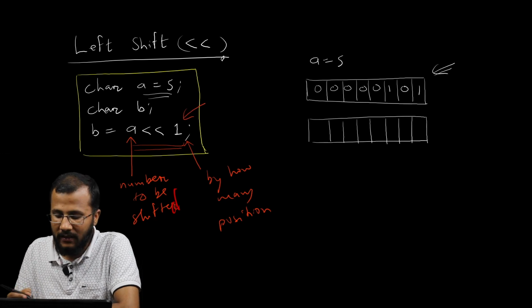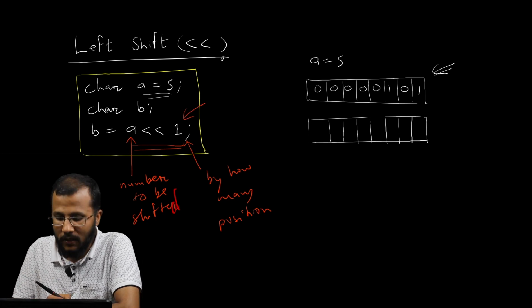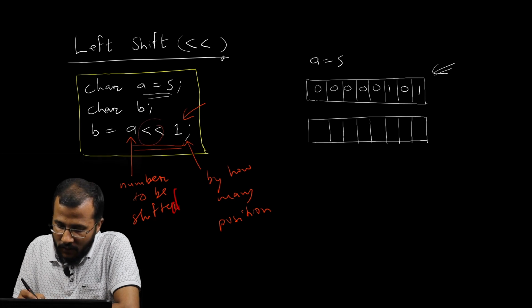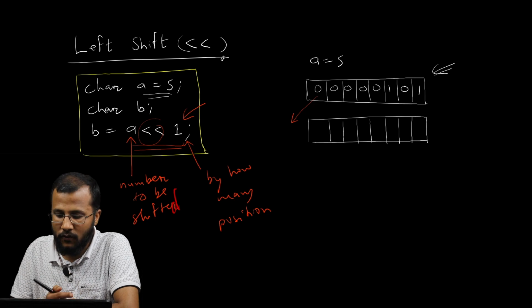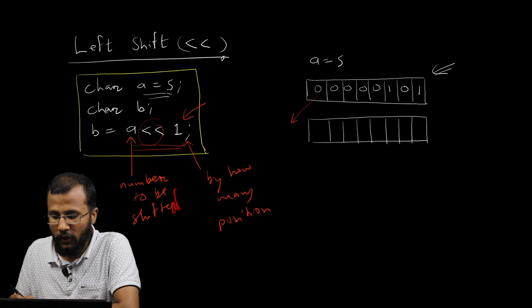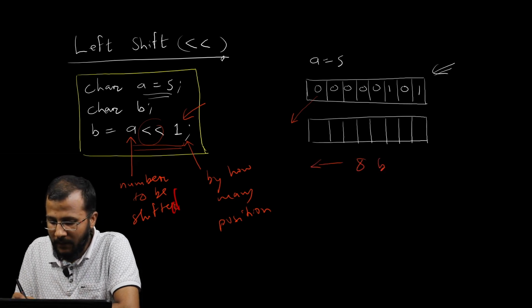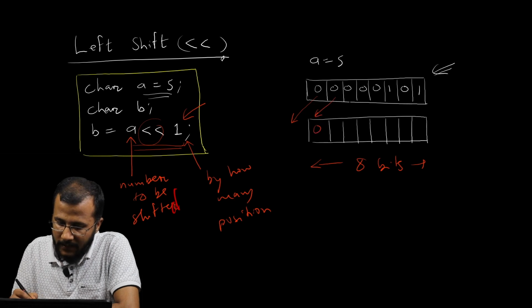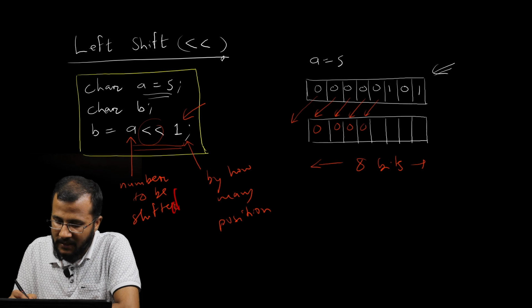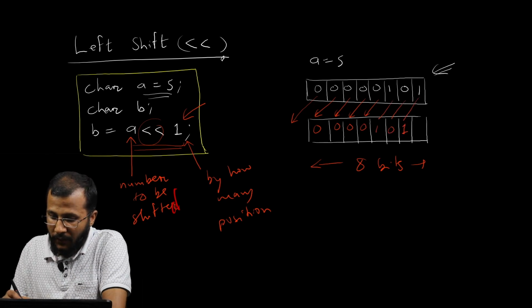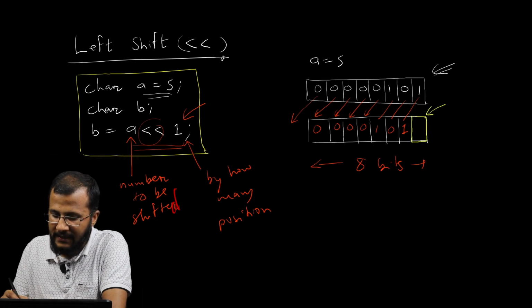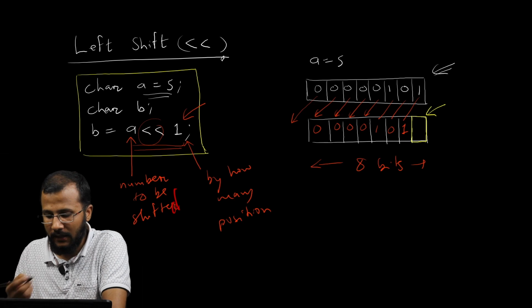So I try to shift all the bits by 1 position towards the left, because this is a left shift. If I shift this towards the left, this bit will be lost. There is no place to store this because my char is only able to hold 8 bits. So this 0 will come here. This 0 shifts here. All these bits will be shifted towards the left. Now you see there is an empty space created at the rightmost bit, and the most significant bit is lost here, it is not there.